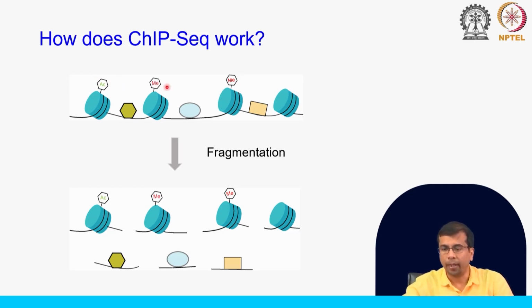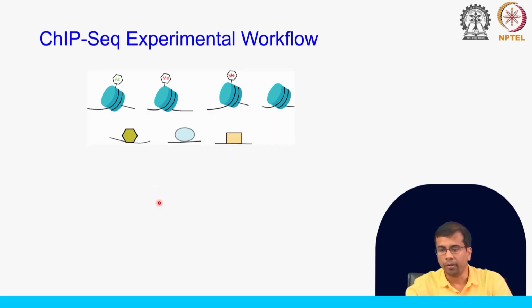So, what happens is, first we fragment the DNA, and when we fragment the DNA, we get these different fragments. There are some fragments that are bound by, let us say, transcription factors or DNA binding proteins, and some of these fragments are bound by histones with some modification. Okay. So, this is how the protocol works.